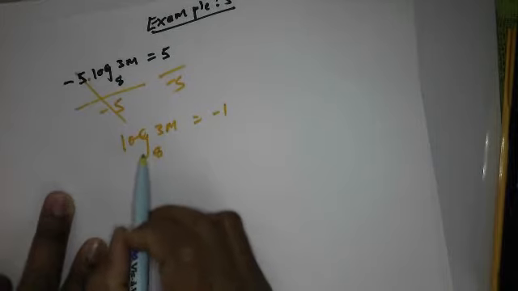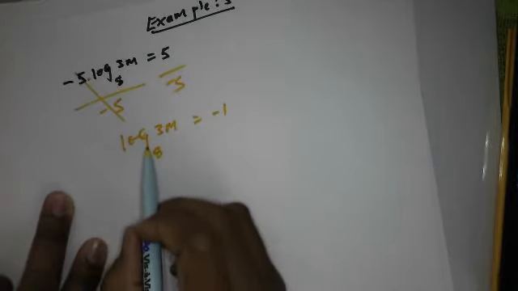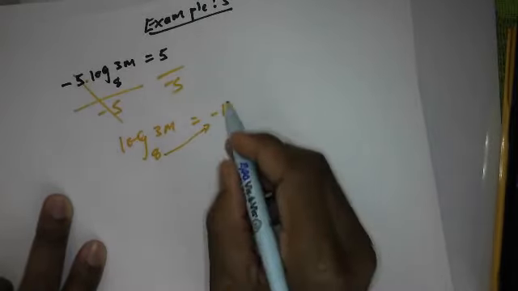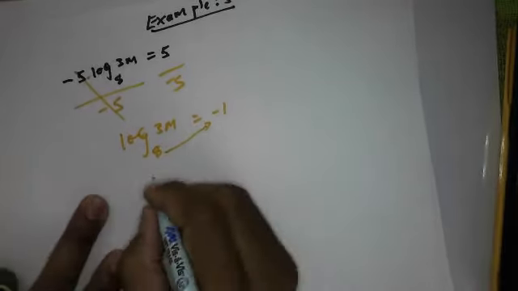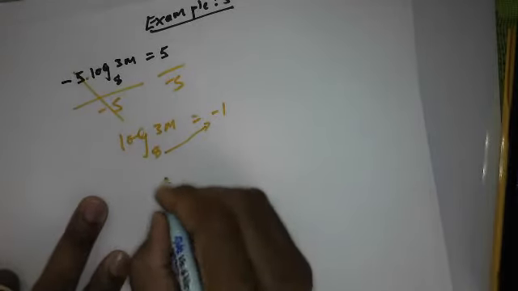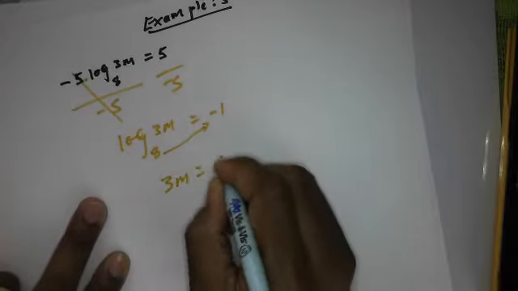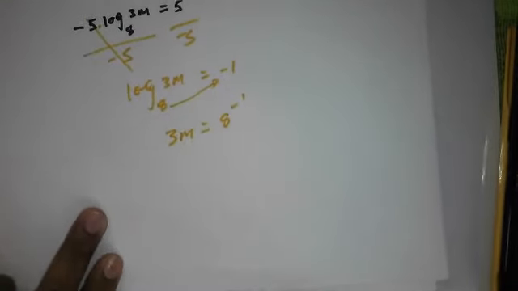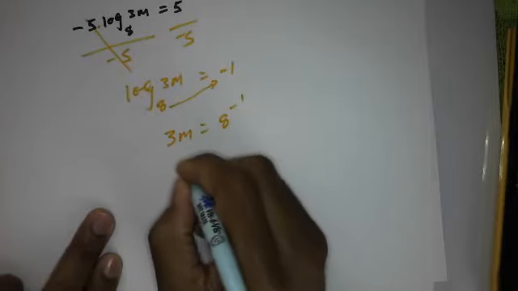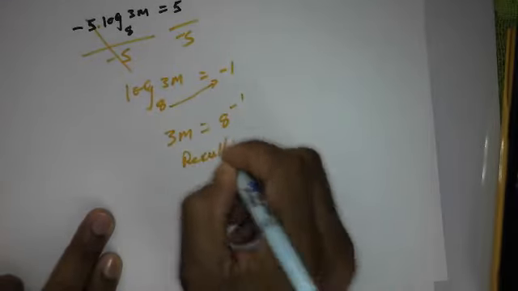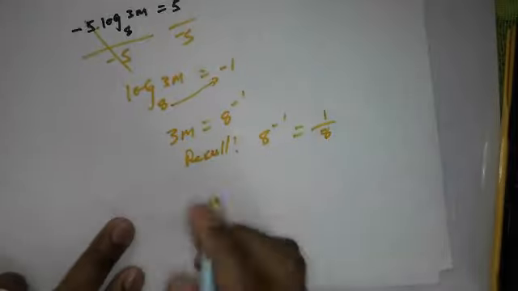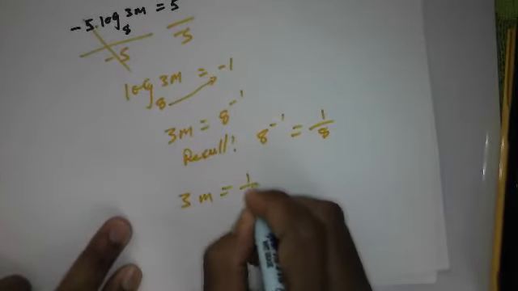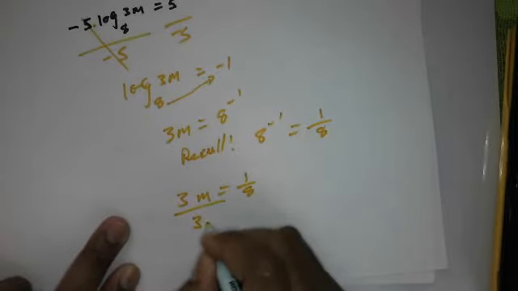Now this is going to bring us to the exponent law of logarithms, which says that this base will be the base on this side as well, and this number over here will be the exponent for this base. So we will drop the log, and what we will have is 3m equals 8 raised to the negative 1. Remember that 8 raised to the negative 1 is the same as 1 over 8. So what we would have is 3m equals 1 over 8.